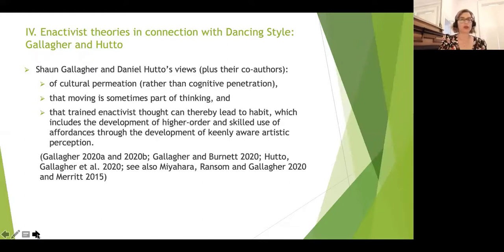In short, I think my view of dancing style connects well, and this is my beginning work, so I'm sure you guys will correct me if I'm wrong, with Sean Gallagher and Daniel Hutto's view of cultural permeation rather than cognitive penetration. That moving is sometimes part of thinking. This also borrows from Michelle Merritt, which I take to include the intentional thought of dance moving, and that trained enactivist thought can thereby lead to habit, in this case, a habitual way of moving, which includes the development of higher order and skilled use of affordances through the development of keenly aware artistic perception.